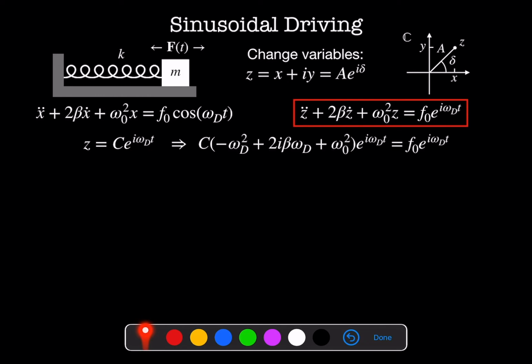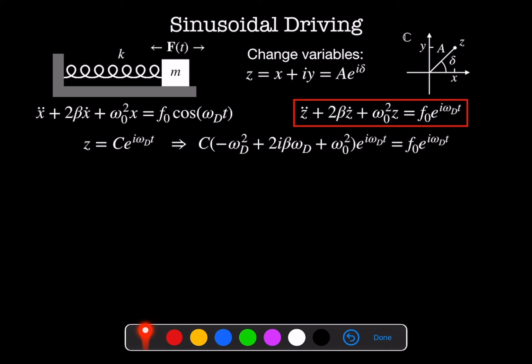When we plug that into our equation here, we end up with C times minus omega_d squared plus 2i beta omega_d plus omega naught squared, all of that times e to the i omega_d t, is equal to F naught e to the i omega_d t. And so we've got these two time components here, and they cancel out. So now we can rewrite C, this constant that's modifying our z term, in terms of the constants in our problem: beta, omega_d, omega naught, and F naught.